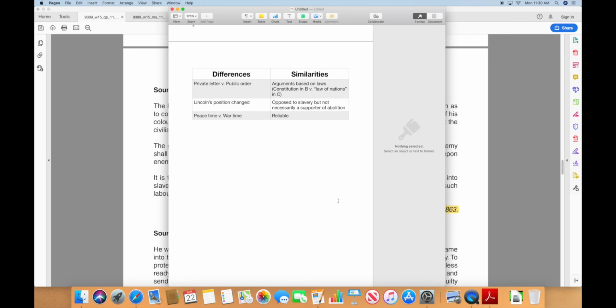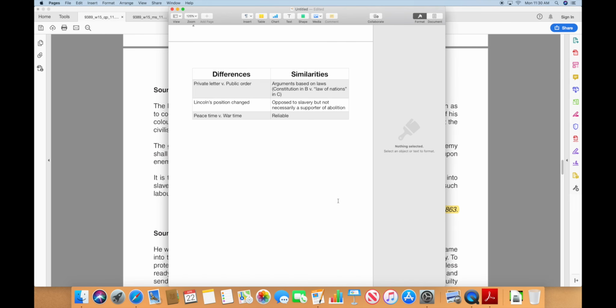Now, okay, so for differences in the sources, we have one is a private letter versus a public order. Lincoln's position has clearly changed in these sources. And we also have that one is during a time of peace as opposed to wartime. Similarities: Lincoln's arguments in both of these sources are based on the law. For instance, he brings up the Constitution in B when he's talking about fugitive slave laws. And in source C, he's talking about the law of nations. That might seem like a stretch, but those are things he specifically mentions in both of the sources. So either way, his policies are based on law.